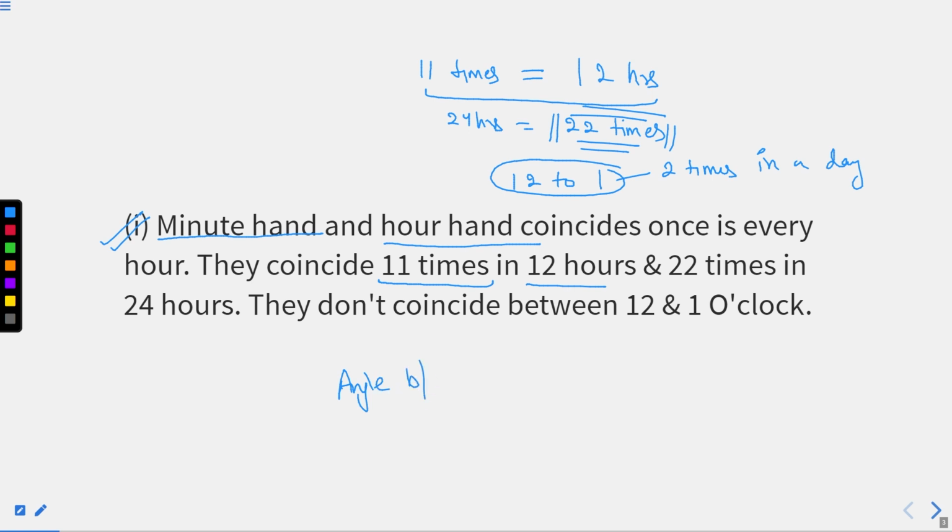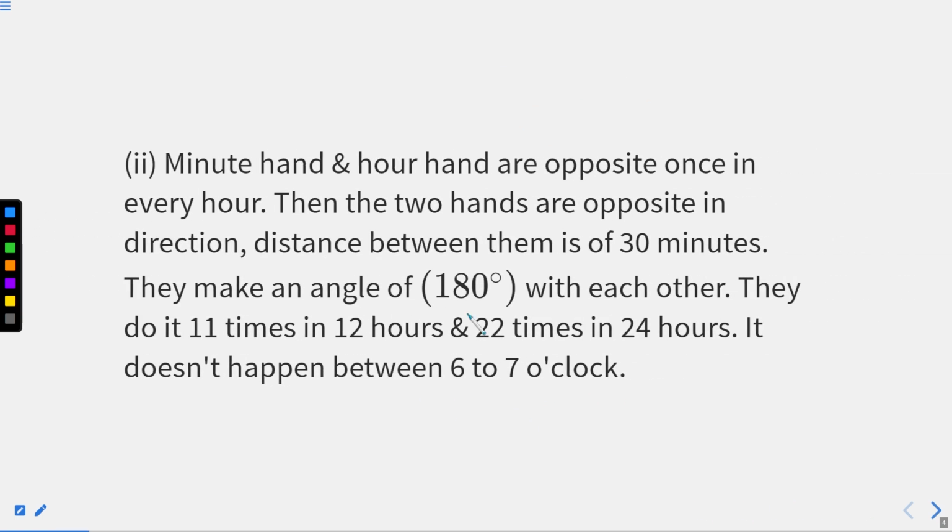Angle between hour hand and minute hand is 0 degree, right? And here, when we talk about minute hand and hour hand being opposite to each other, it means the angle between them is 180 degrees, right?